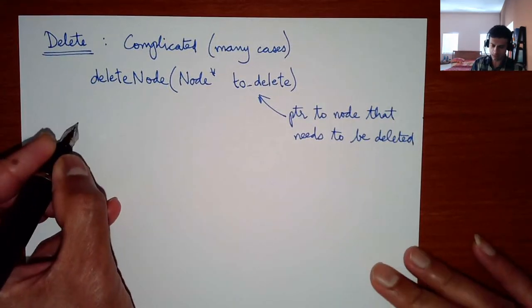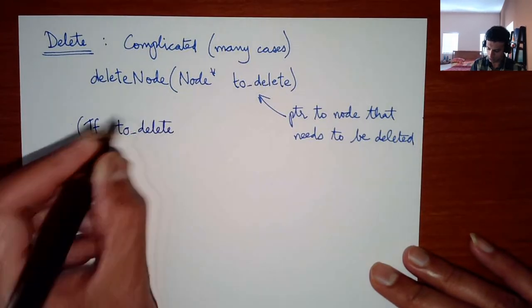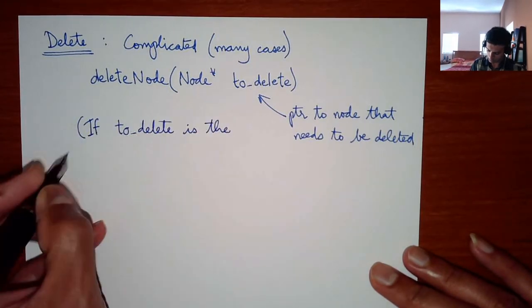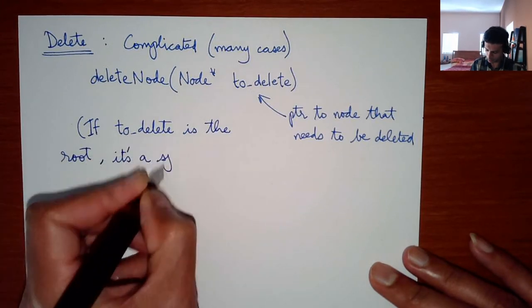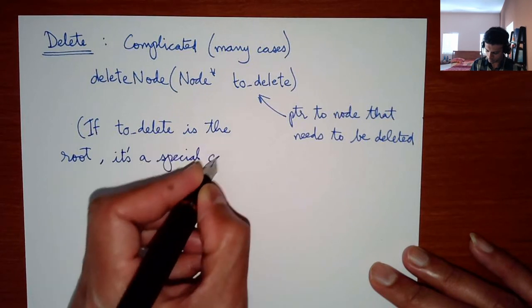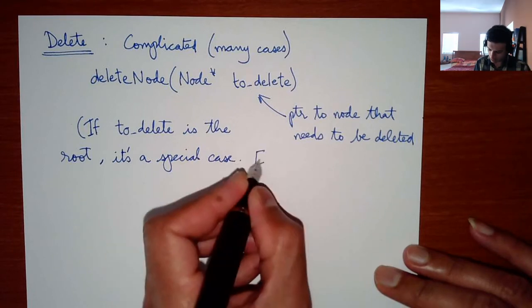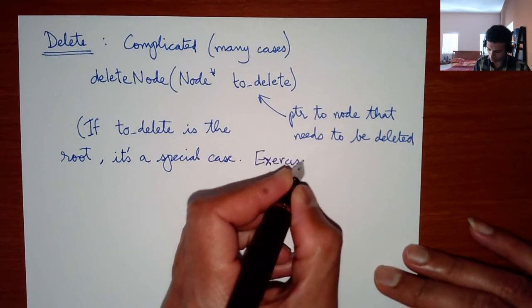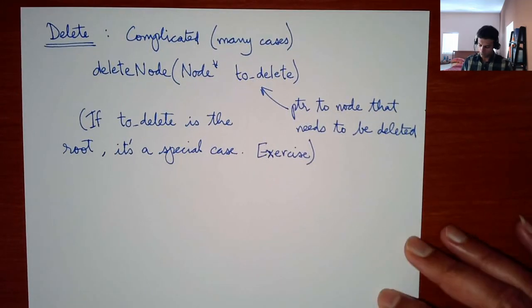And I'll say that if toDelete is the root, it's a special case. So there's some additional work that needs to be done. I'm going to leave that as an exercise for you to figure out what are the additional things you need to do when it's the root. I will give you the code, and you'll see that when it's the root, you'll have to do a little bit more. Okay, and this is also given in the code that I will provide to you.